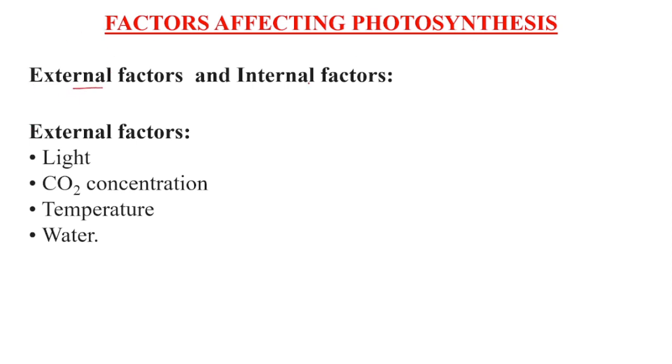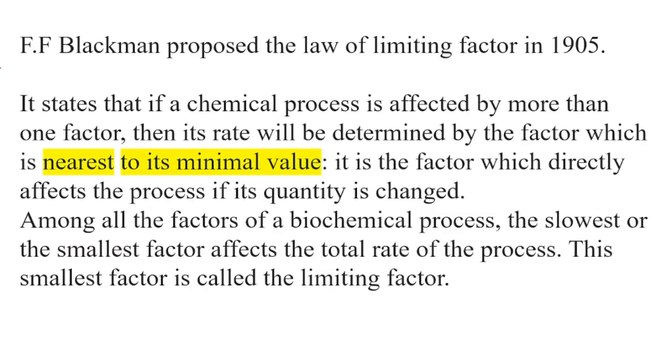The last topic is the factors affecting photosynthesis. We have some external factors and some internal factors. Let us first understand the external factors, and they are light, CO2 concentration, temperature and water. Before going to each one of the points, we will look at Blackman's law of limiting factors, which he proposed in 1905.